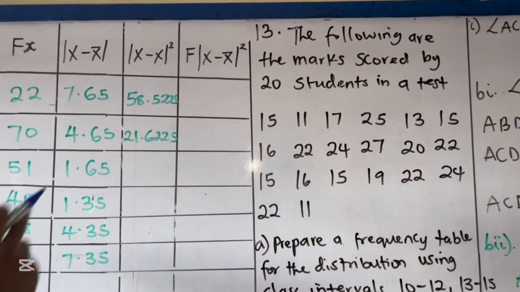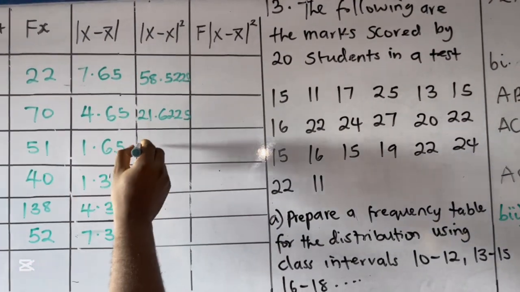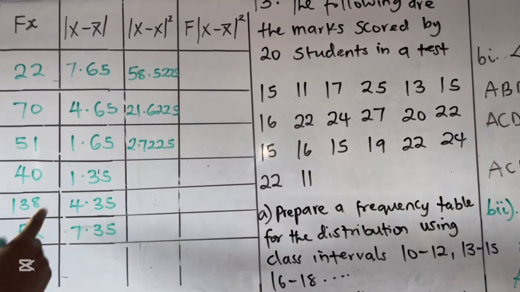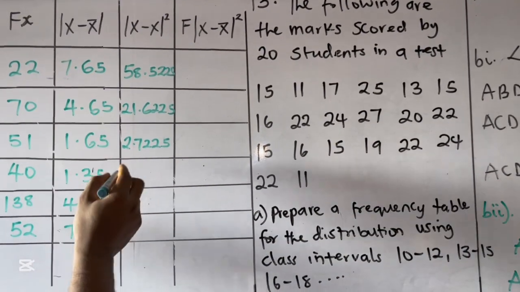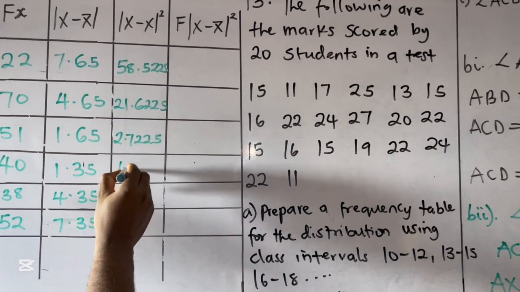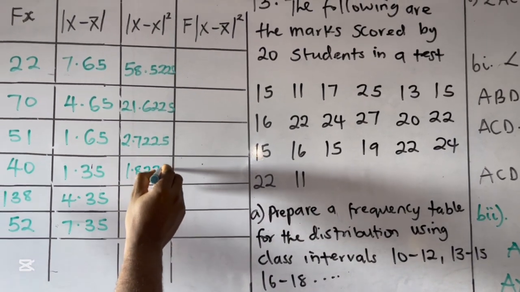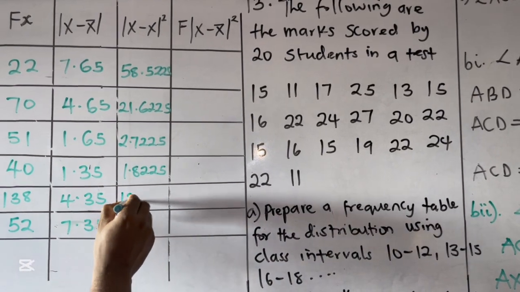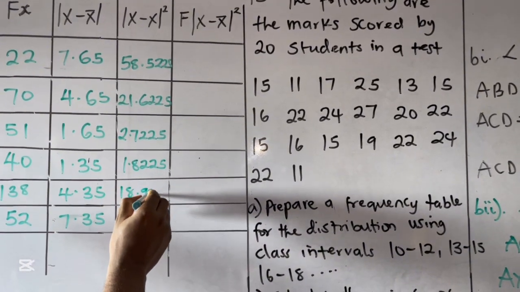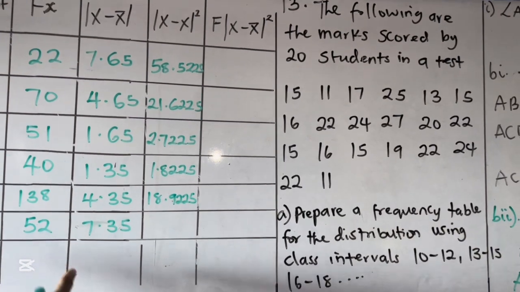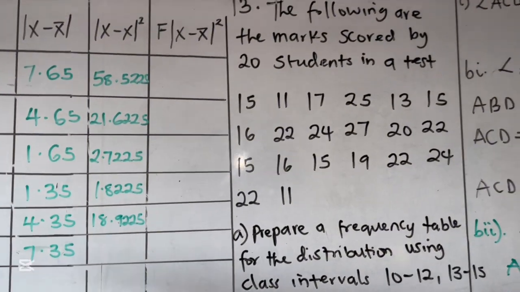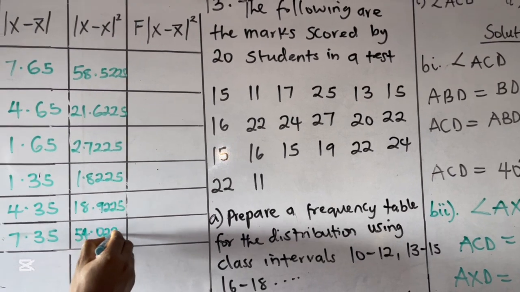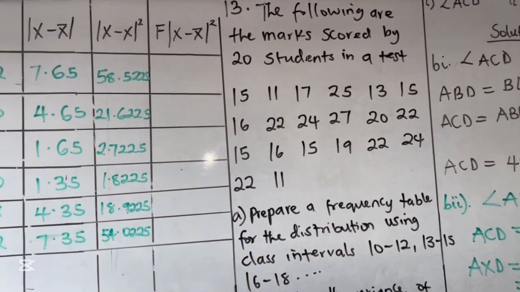21.6225. 1.65 raised to the power of 2 is 2.7225. 1.35 raised to the power of 2 gives us 1.8225. 4.35 raised to the power of 2 gives us 18.9225. Then 7.35 raised to the power of 2 gives us 54.0225. Don't forget, let's find the summation of this.